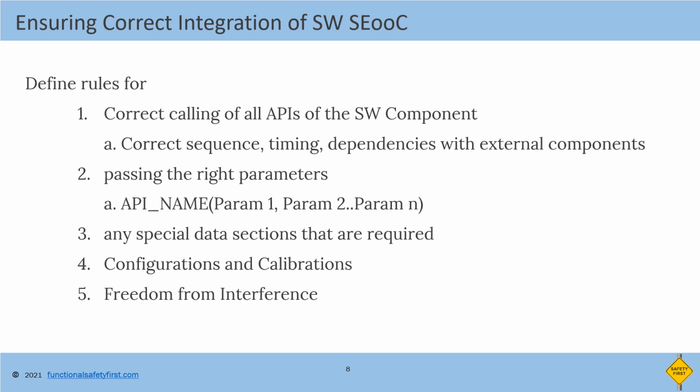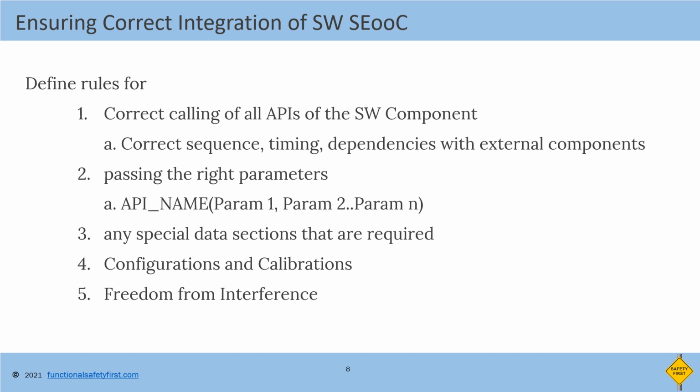Number 2 is ensuring that the right value is passed as parameter to the APIs. Though the SEooC may never be able to completely ensure that the value that is passed to it is correct, it can define clearly what the valid values are for each of its parameters in the APIs and when to pass which value. For example, what are the valid values for parameter 1, what is the valid value for parameter 2, and so on, and when to pass which value, so that the integrator can call the API correctly.